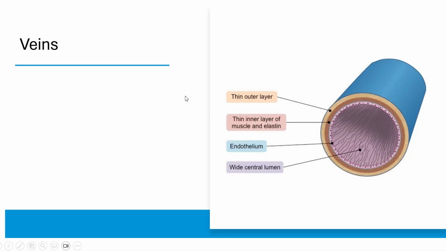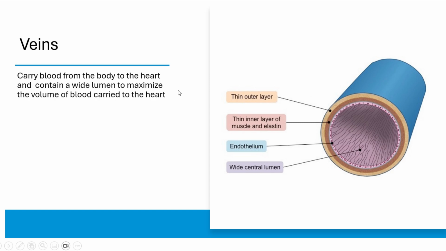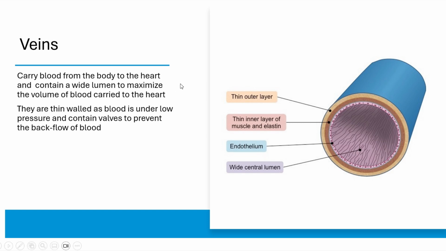Veins have a much larger lumen, which means the pressure is going to be low. They carry blood from the body to the heart, and contain a wide lumen to maximize the volume of blood carried to the heart. They are thin-walled, the blood is under low pressure, and they contain valves to prevent the backflow of blood.